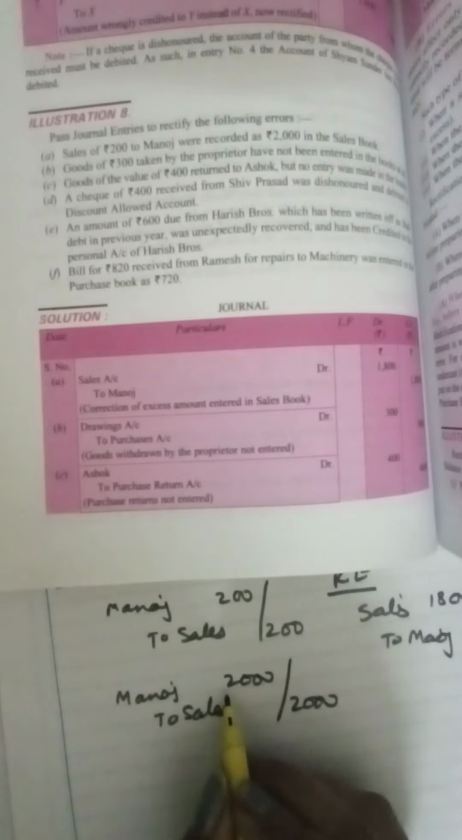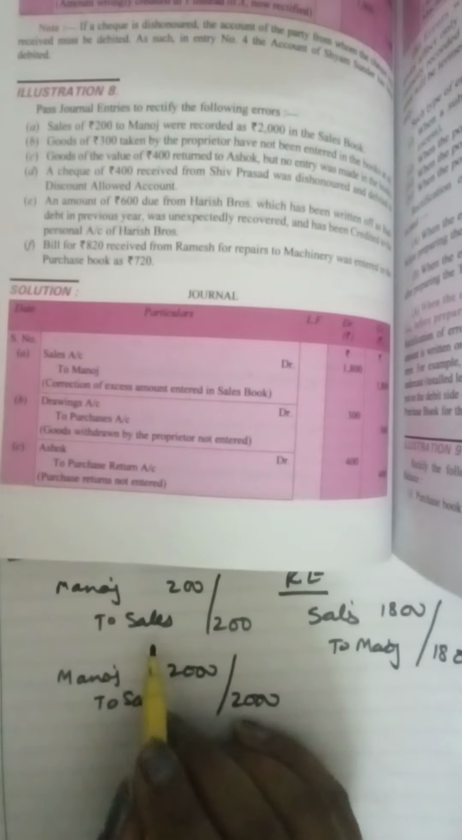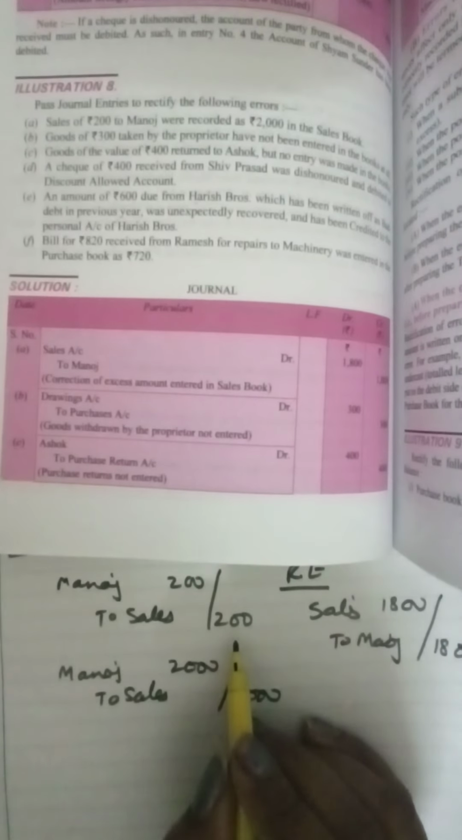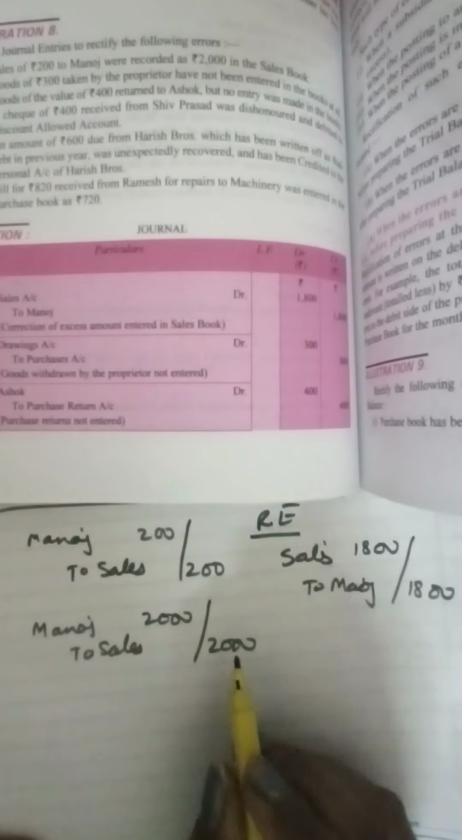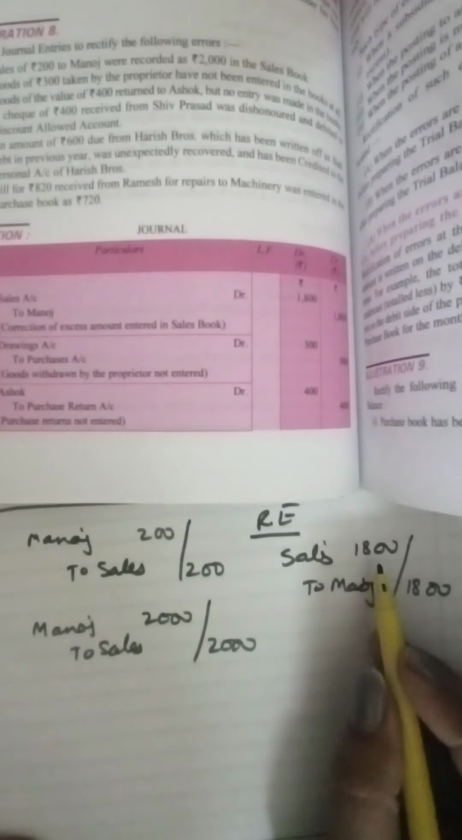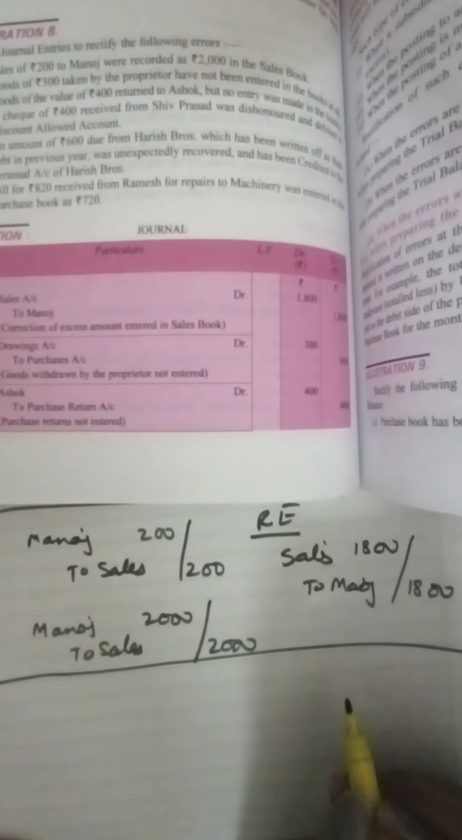See what was required to be done, children. Manoj was to be debited with 200. And what has been done? We have debited Manoj with 2000. So credit it with 1800 and the error is removed. Sales was to be debited with 200, but sales by mistake was debited with 2000. So debit it with 1800. It is clear, it is done, and the error is removed.